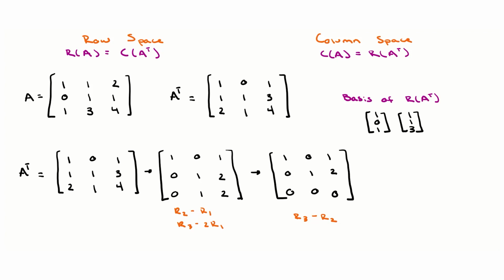Now for the column space of A transpose. Again, our pivot positions are in column 1 and column 2. So looking back at A transpose before it was row reduced, column 1 is 1, 1, 2.